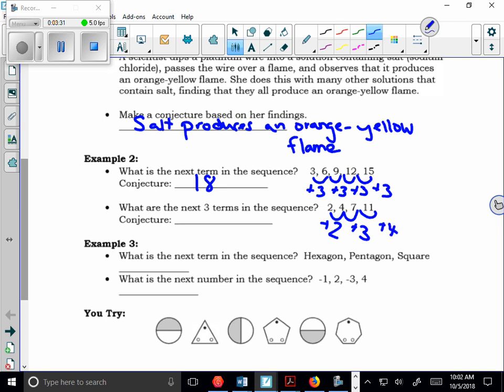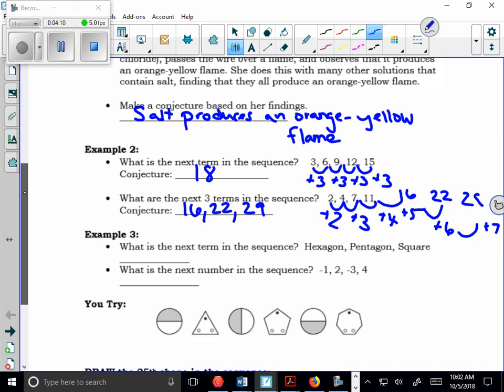So if I'm going to make a generalization about this, each time I go to the next term, I add 1 more than I did the last time. So if I added 4 to get to 11, to get to my next term I'm going to add 5, so it's going to be 16. To get to my next term, I'm going to add 6, so I'll have 22. And to get to my third term, since they asked me to go 3 more terms, I'm going to add 7, so I'm going to end up at 29. So my conjecture is that the next 3 terms are going to be 16, 22, and 29. Easy enough.